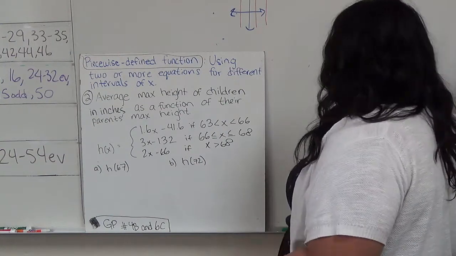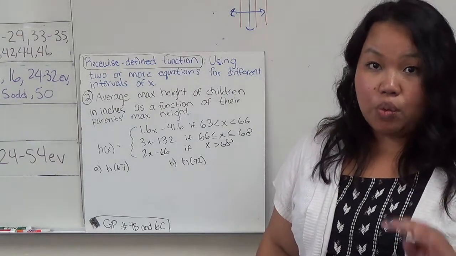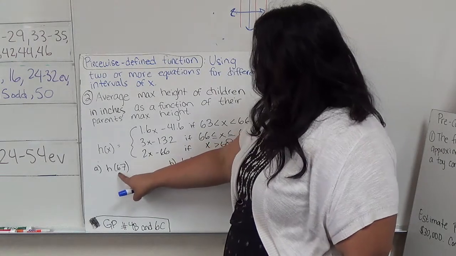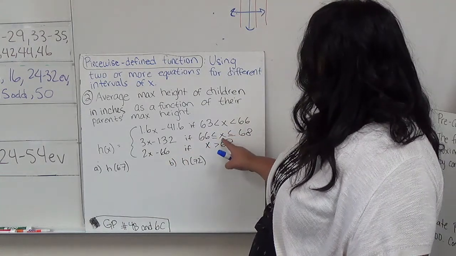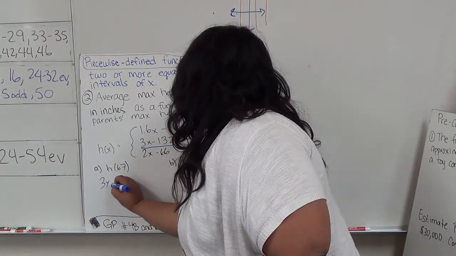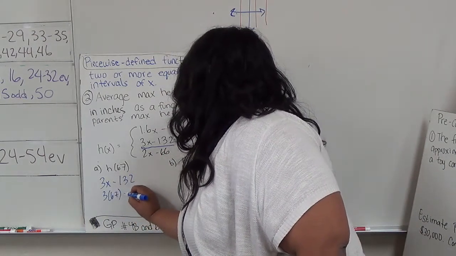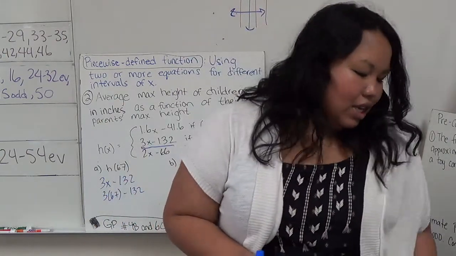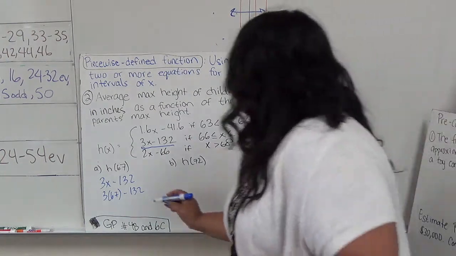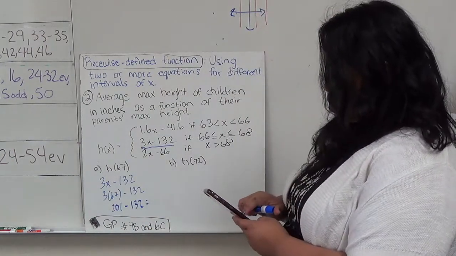So the thing to keep in mind is just to figure out which equation you're working with. Unless you're graphing, you're not working with all three equations at once. You have to figure out where you are in the x. So it wants us to find h of 67. 67 falls into this category right here. So I'm going to be using this one, 3x minus 132. And I just plug it in. 3 times 67 minus 132. And because Miss P cannot do math in her head, we're going to do 3 times 67, 201, minus 132 equals 69.